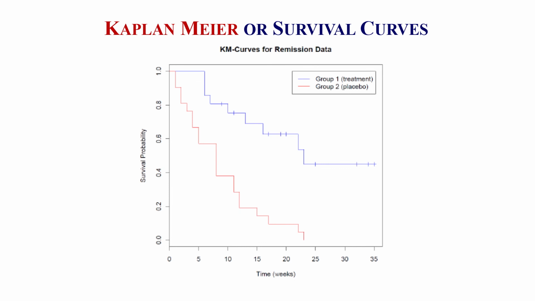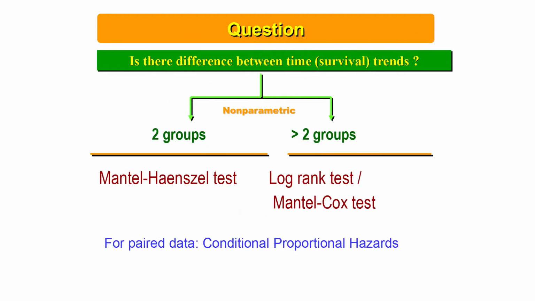So these are the actual cases when the patients died, or when the patient was censored from the study. So here the question is, is there a difference between time trends? And again you have two groups or more than two groups, and based on that you apply different survival tests, Mantel-Haenszel test or log rank test or Mantel-Cox test. So this is how the different tests are applicable, and you have to use different tests based on your objective.